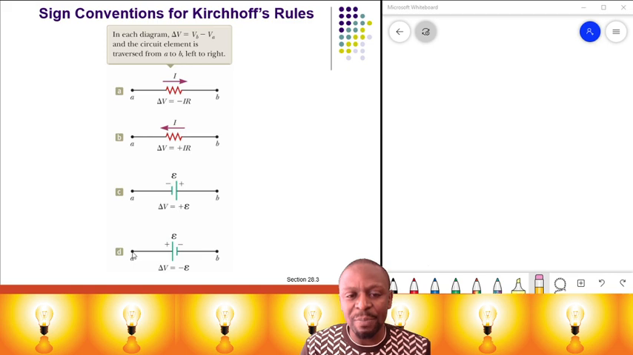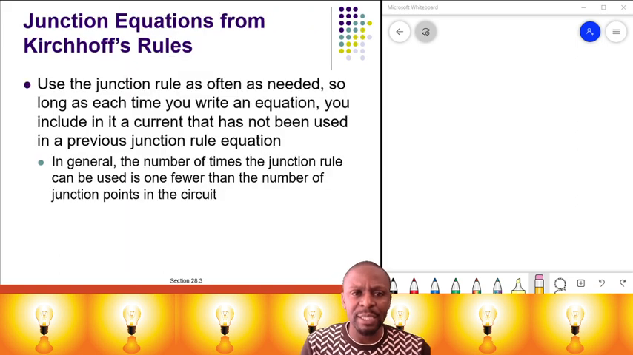Now, when you are moving from A to B and along the way you meet an EMF, moving from the higher terminal to the lower terminal, the change in V is minus EMF. This is very important, and you have to memorize it, because it is not going to be given in your test or in your exam. It must always be in your head. Please just memorize this, which is very simple to do. You will see when we do the example.